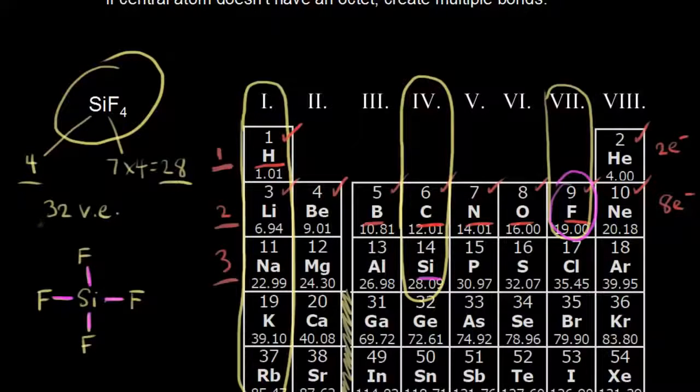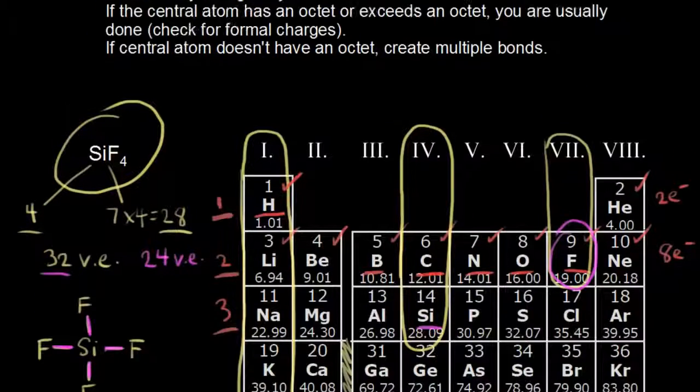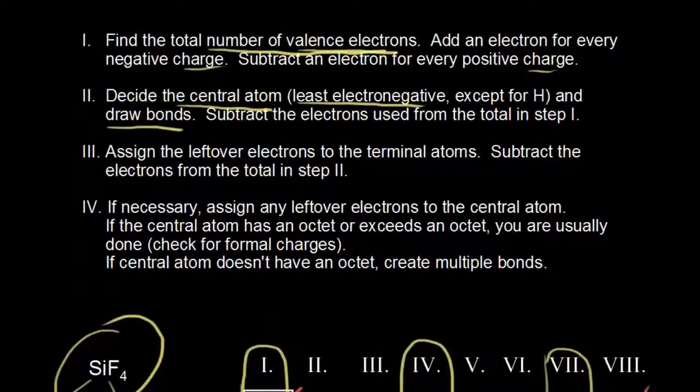So we originally had to represent 32. So I'm going to go ahead and subtract 8 from 32. So 32 minus 8 gives me 24. So now I only have to account for 24 valence electrons. Let's go back up and look at our steps again. So let's find out where we are. So we've decided the central atom, and we've drawn the bonds, and we just subtracted the electrons that we used to draw those bonds from the total that we got in step 1. So we're on to step 3, where we assign the leftover electrons to the terminal atoms.